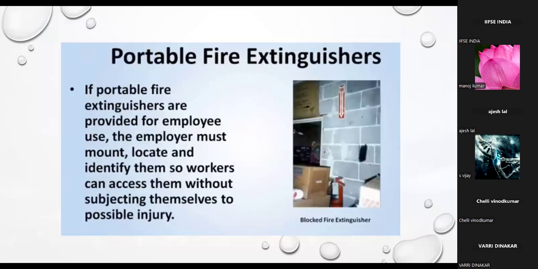Then the portable fire extinguisher. If portable fire extinguishers are provided by the employer, the employer must mount, locate, and identify them so that the workers can access them without subjecting themselves to possible injury. Here you can see the fire extinguisher label is very clear, but the fire extinguisher is enclosed with other types of material. Such things should not be done for emergency firefighting equipment.